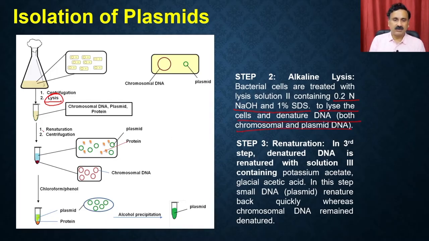Then you do the third step, which is called renaturation. The renaturation is performed by potassium acetate solution and glacial acetic acid solution. This is going to renature the plasmid DNA, but it will not renature the chromosomal DNA, and because of that the chromosomal DNA is going to be discarded in the next step. When you do the centrifugation, the chromosomal DNA, since it has not been renatured, is going to precipitate and be present in the form of a pellet, whereas the supernatant is going to contain the plasmid DNA.